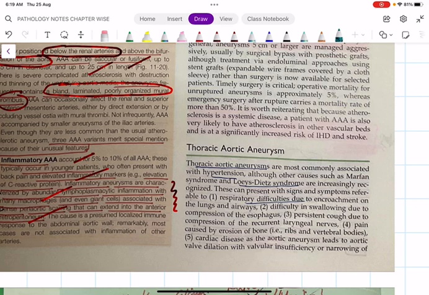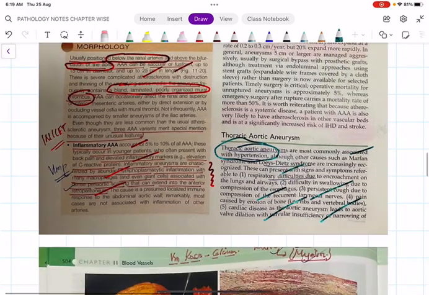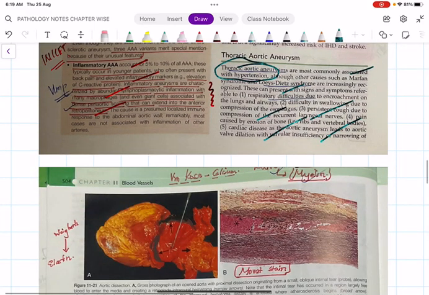Then thoracic aortic aneurysms are most commonly associated with hypertension. Abdominal aortic aneurysms are most commonly associated with atherosclerosis. In Marfan syndrome and Loeys-Dietz syndrome, I told you that is a TGF receptor mutation. There will be respiratory difficulty, difficulty in swallowing, compression of the recurrent laryngeal nerve, all those things. That's not that important. Just remember one thing: thoracic aortic aneurysm is seen in Loeys-Dietz syndrome, Marfan syndrome, and is associated with hypertension.